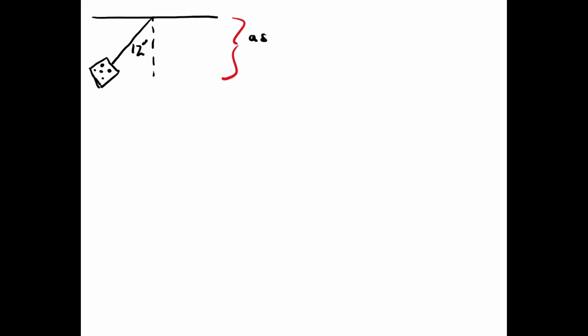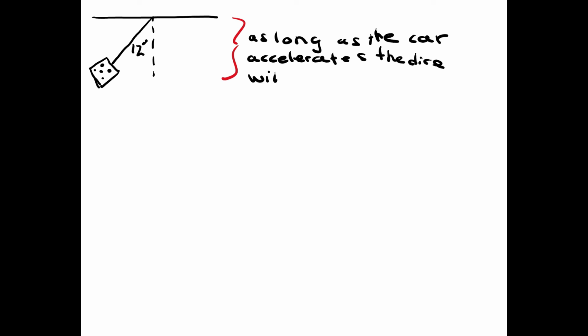So as long as the car accelerates, the dice will stay 12 degrees from the vertical. Oops, that's not how you spell vertical. Sorry, vertical.